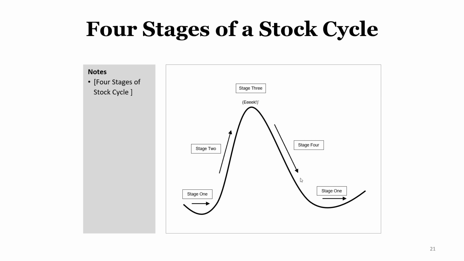So stage 4 is formed, and the stock just keeps going down, down, down. It completes its cycle. This bottom could be a lower bottom. This bottom could be a higher bottom. Then we say it's a double bottom.